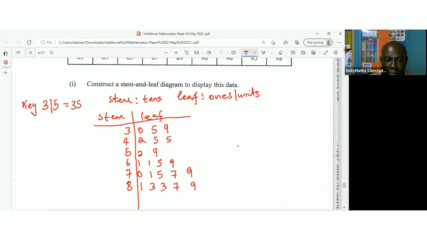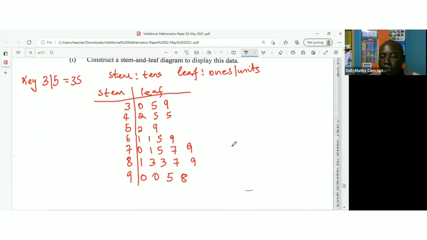So we have 90, 90, 95, and a 98. All right, so that's it. So sometimes I just do a quick check to see if I have 27. 1, 2, 3, 4, 5, 6, 7, 8, 9, 10, 11, 12, 13, 14, 15, 16, 17, 18, 19, 20. 1, 2, 3, 4, 5, 6.